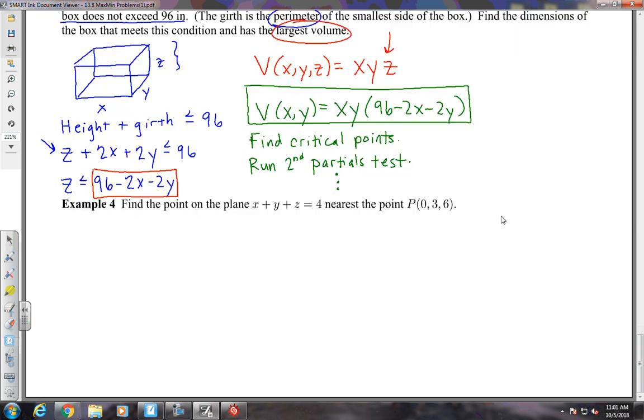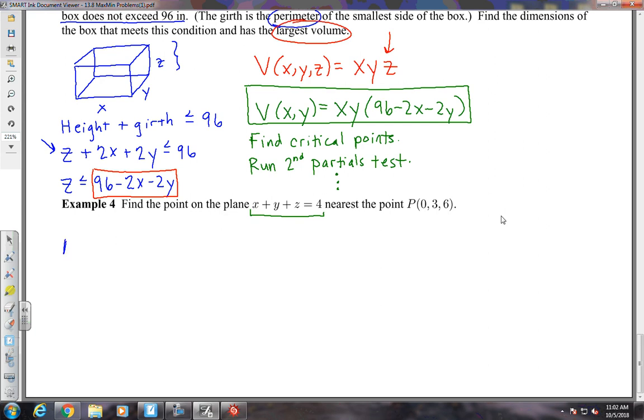Let's look at another example that we're going to set up. Find the point on the plane x plus y plus z nearest the point 0, 3, 6. So we have a plane passing through R3. We have another point in space, 0, 3, 6, and we want to minimize the distance between the point P and the plane that's given there. You could certainly use vectors to solve this, or you could use our new second partials test because we are trying to minimize distance. So what we want to do is start out with any general point on this plane.